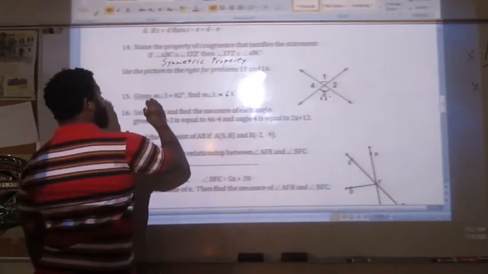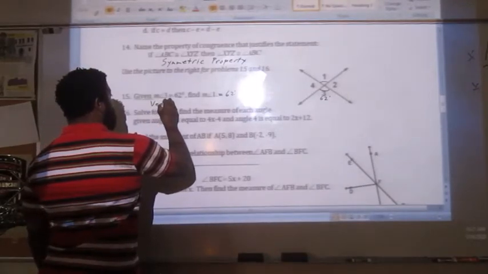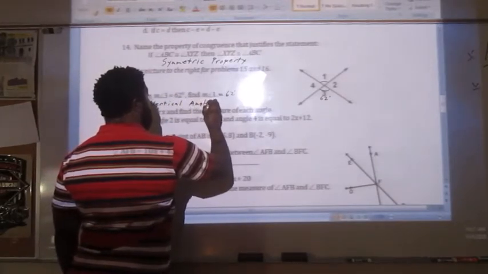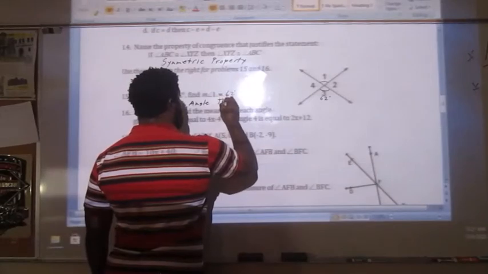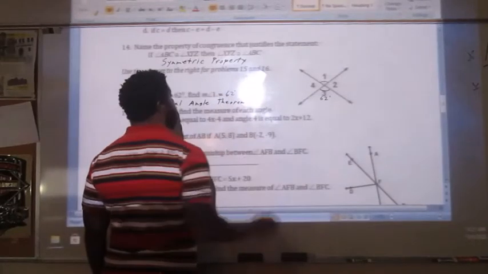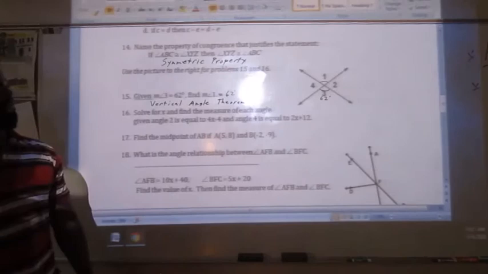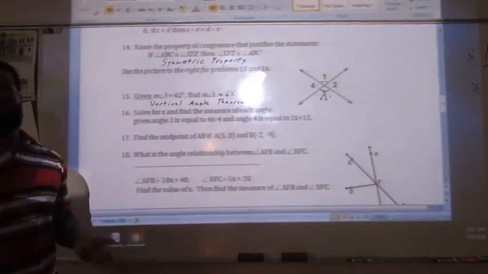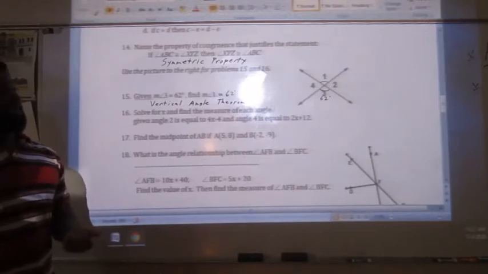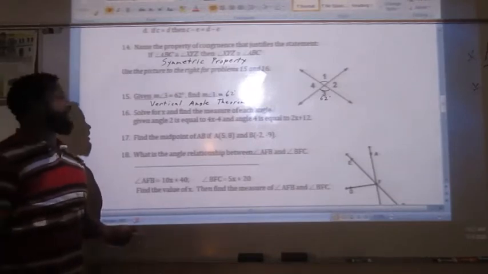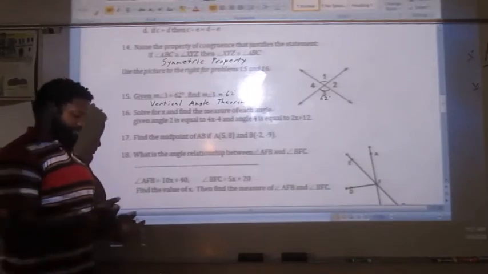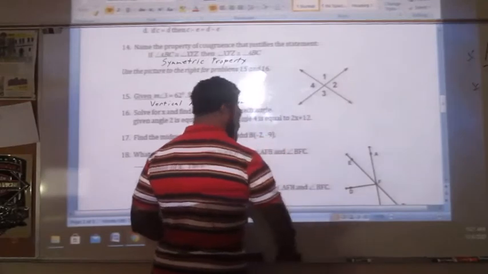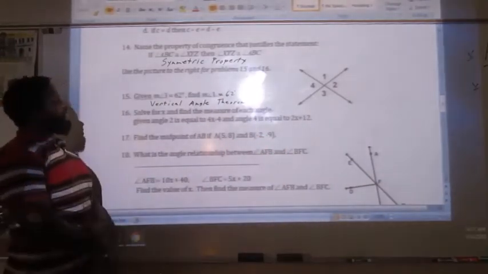Vertical angles, right? Vertical angle theorem. Okay? Vertical angle theorem. Please write that. I need for y'all to understand this stuff, okay? Theorem, yes. I need for y'all to understand this. I'm gonna erase this part so that we can do 16.